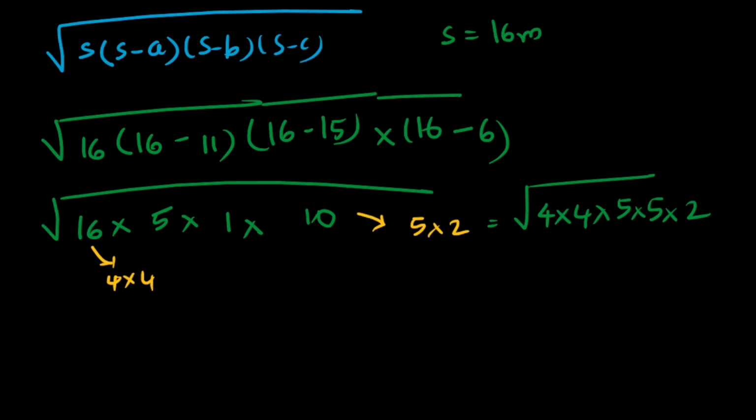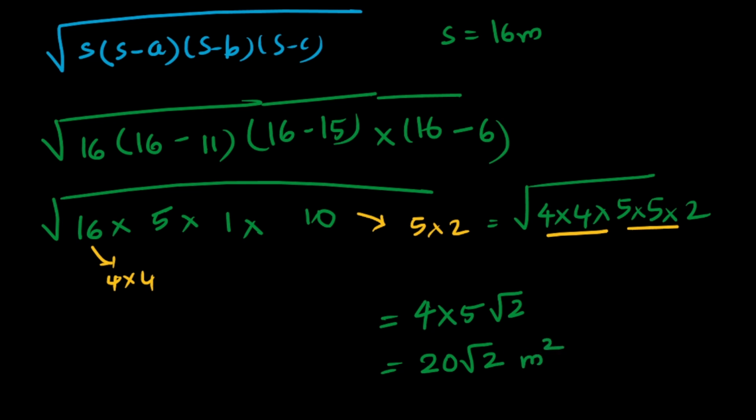So you will have 4 taken outside, and 5 into 5, so you can take 5 also outside. So it is 4 into 5 root 2, that is 20 root 2. Since meter is given, the unit is 20 root 2 meter square.